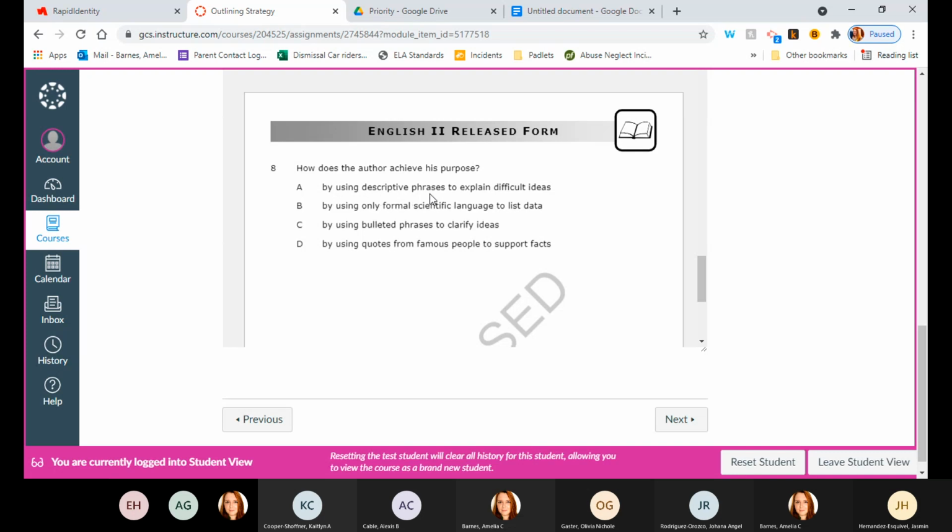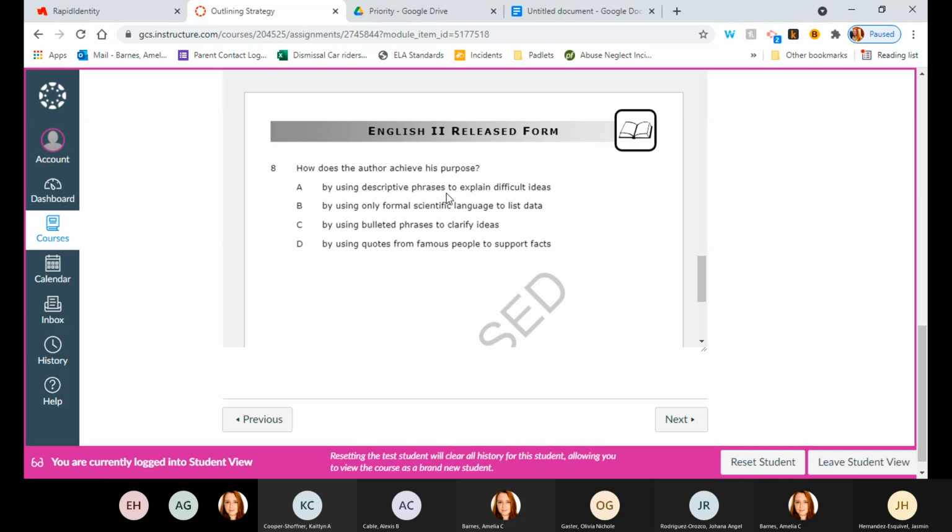A, using descriptive phrases to explain difficult ideas. B, by using only formal scientific language to list data. C, by using bulleted phrases to clarify ideas. Or D, by using quotes from famous people to support facts. So we can use process of elimination here. Which ones will we eliminate? D. Okay, so we're going to eliminate D and B.